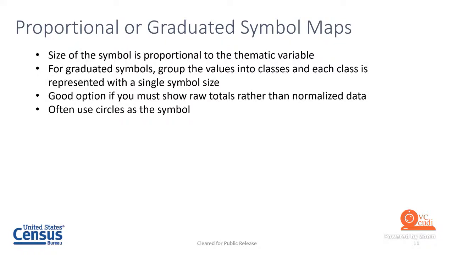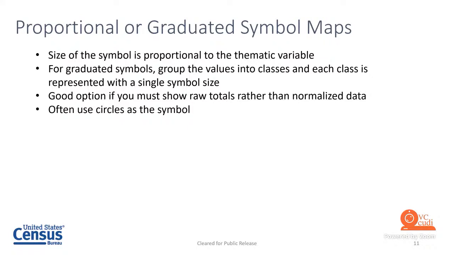Proportional or graduated symbol maps are another thematic mapping technique we can use. In the case of proportional symbol maps, the size of the symbol is proportional to the value of the thematic variable. In other words, a value of 100 would be represented by a circle with twice the area of a circle that represents a value of 50. So the size of the circle is directly proportional to the thematic variable. We can class the data rather than showing the symbol in proportion to its value. And in this case, we refer to those types of maps as graduated symbol maps.